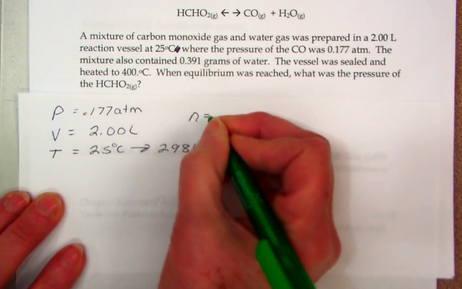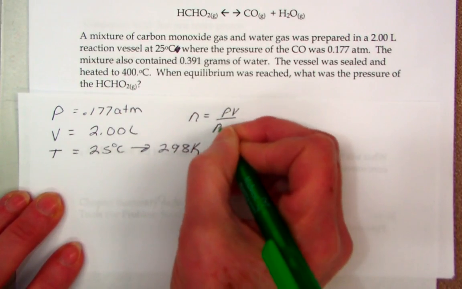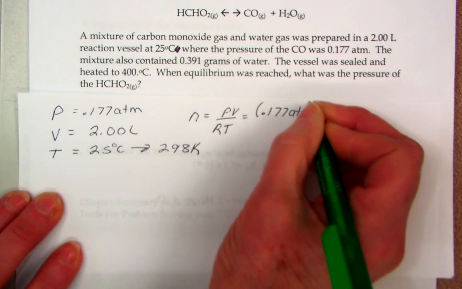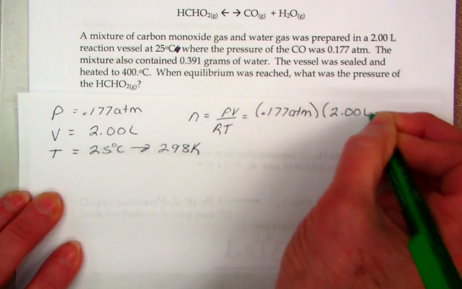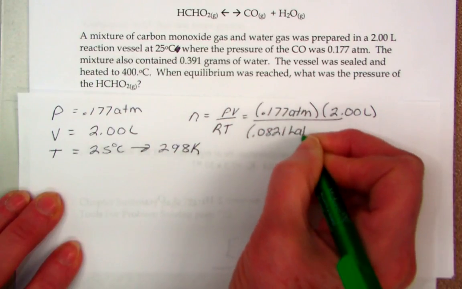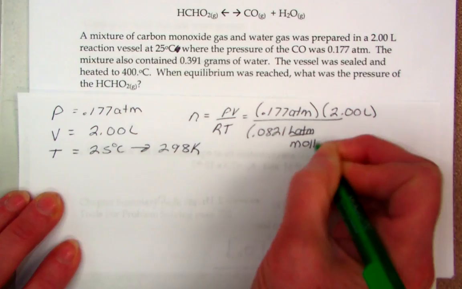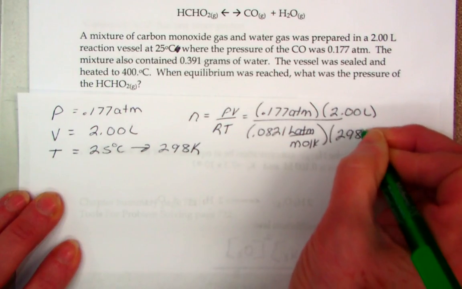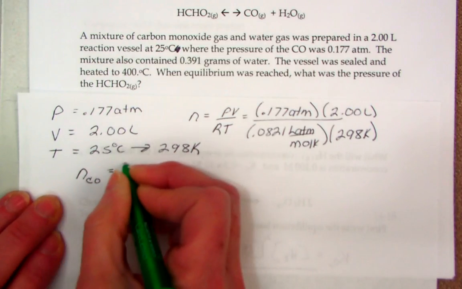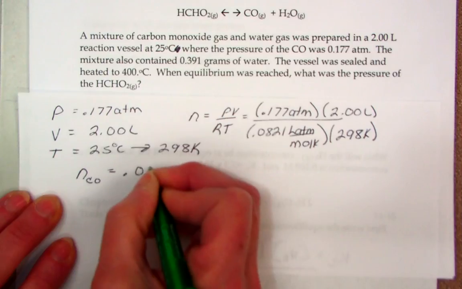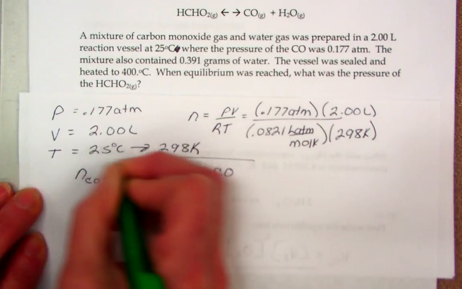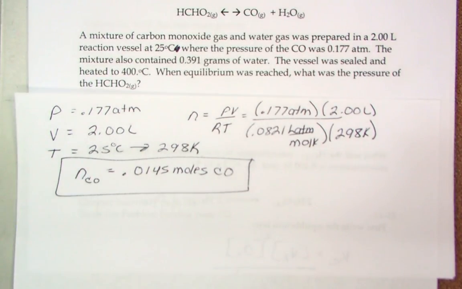So the moles of carbon monoxide is equal to PV over RT. My pressure, 0.177 atmospheres, times my volume, 2 liters, divided by the gas constant, 0.0821 liter atmosphere per mole Kelvin, times 298 Kelvin. So N, the number of moles of carbon monoxide, is equal to 0.015 moles. Okay. So now I'll set that aside for now. Now what do I do?